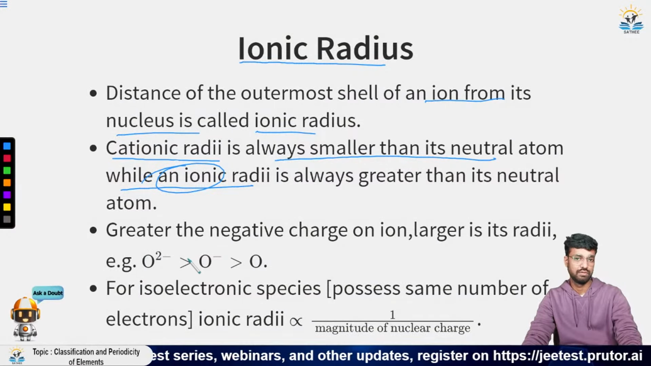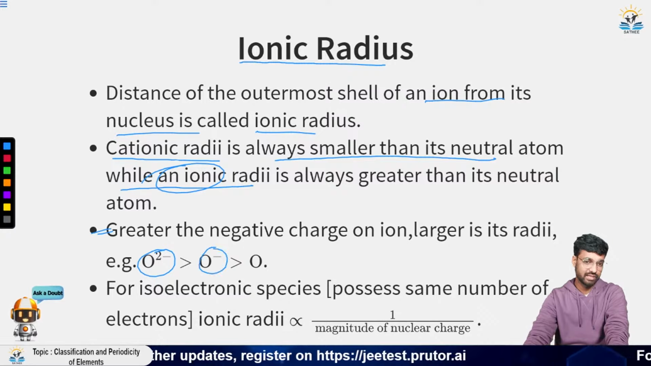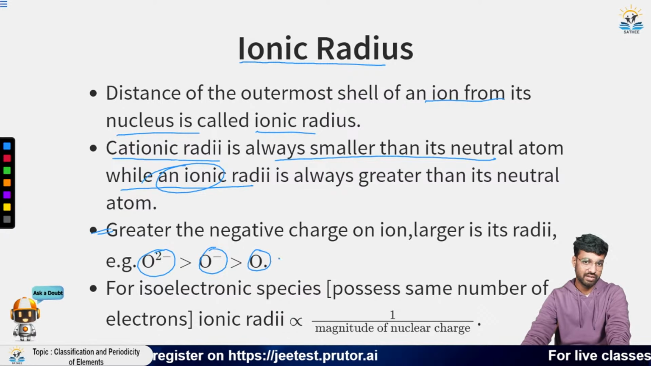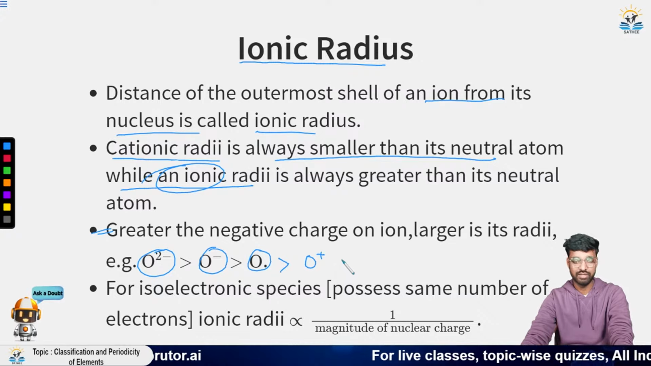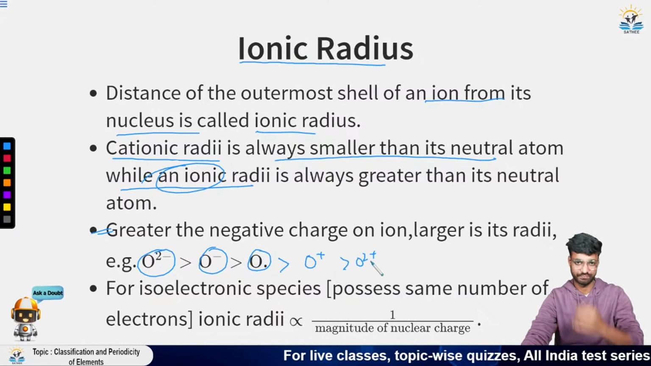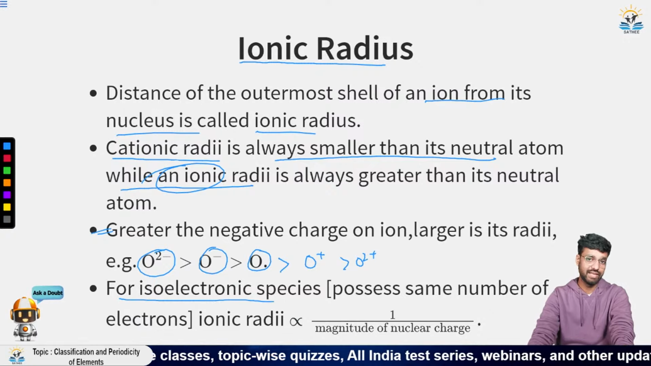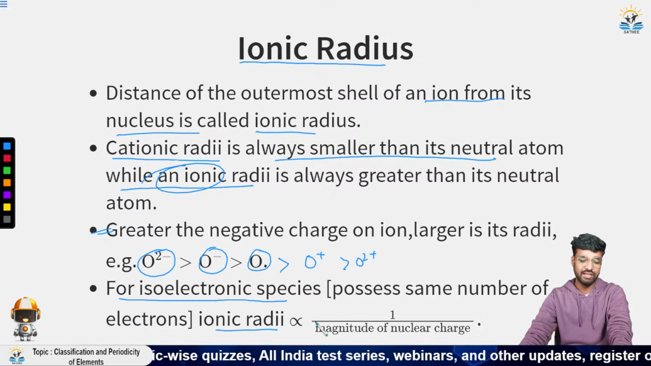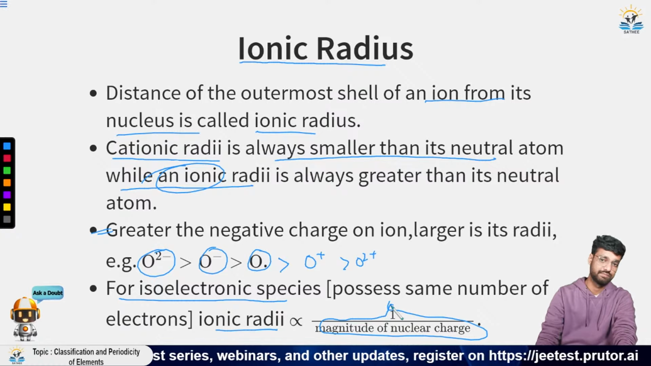Now let us consider an example here. O2 minus has the greatest size. Then we have O minus and then O. Similarly, if I have a hypothetical situation having O plus, it will be smaller, and then we will have O2 plus, the smallest. Now, if we write it for isoelectronic species, then we can say that ionic radii is inversely proportional to the magnitude of nuclear charge.